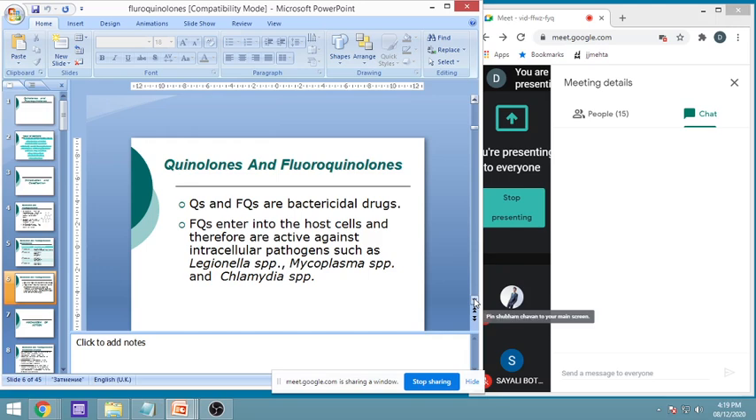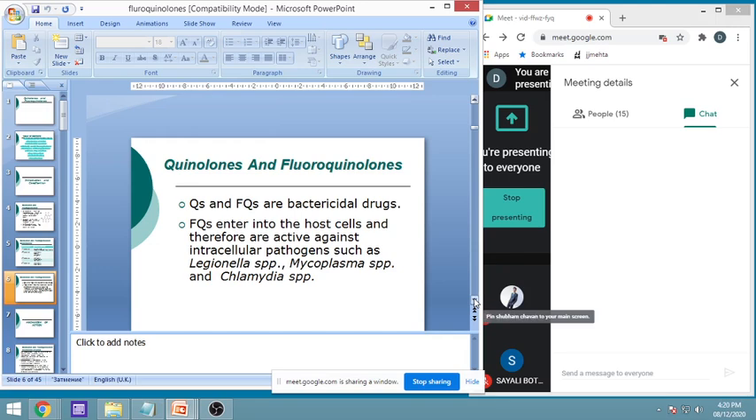We have seen the impact of generations: with every generation there is an improvement in the spectrum and a decrease in resistance. Most probably the previous one had resistance, while here it is comparatively less, with a better or higher spectrum. Both quinolones and fluoroquinolones are bactericidal in nature.